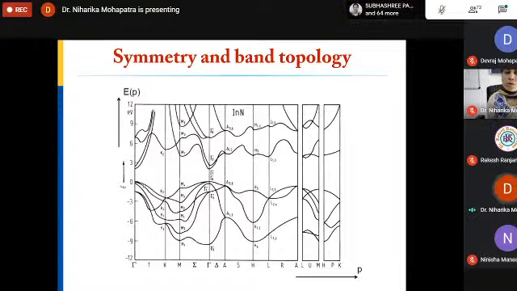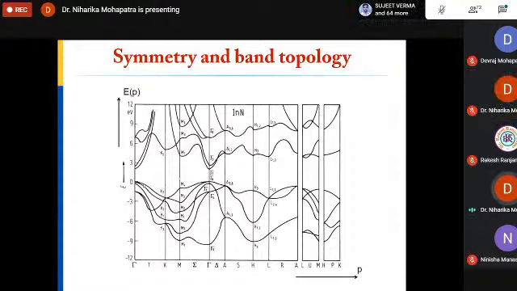What do we look at in this Fermi surface or band topology when we are talking about electronic transport? Because the title is Hall effect, I'm showing you some bands. There is a relation of this Hall effect, or whatever Hall conductivity that you get, with this band structure.